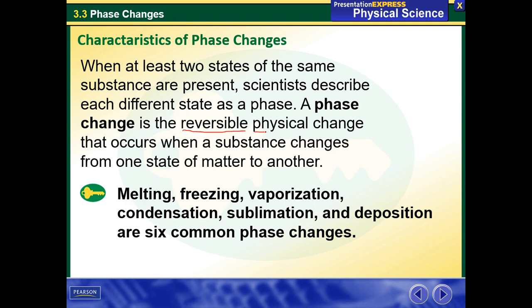It's also a physical change, which means it doesn't change what that object is made up of. All it does is change that substance from one state of matter to another. So it changes it from a liquid to a gas or a gas to a solid. Our 6 common types of phase changes are going to be melting, freezing, vaporization, condensation, sublimation, and deposition.